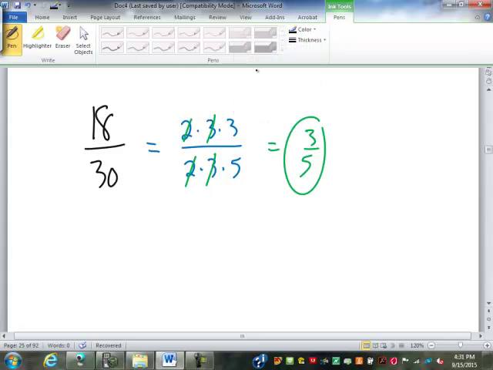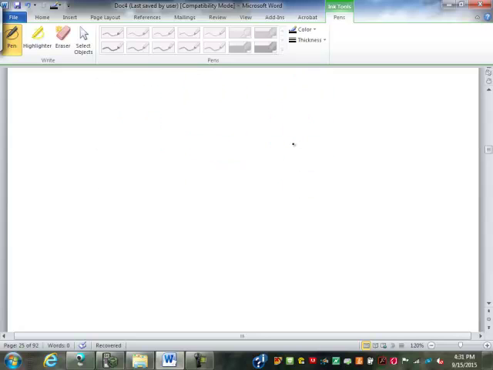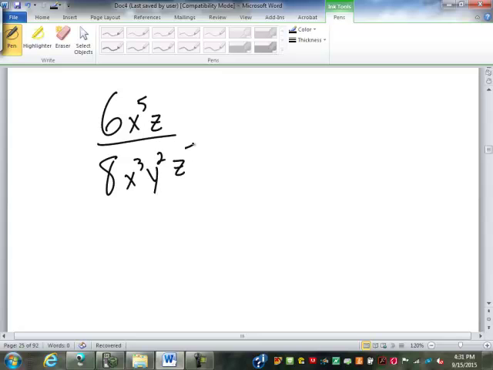When we throw in the variables, let's do 6x to the 5th z over 8x to the 3rd y squared z to the 5th. Generally, it's easier dealing with these algebraic fractions if I treat the numbers and the variables separately. Now, I'm going to do it the long way first with everything together, and then I'll come back and show you if we separate them.